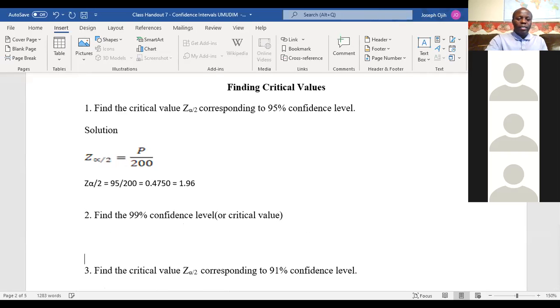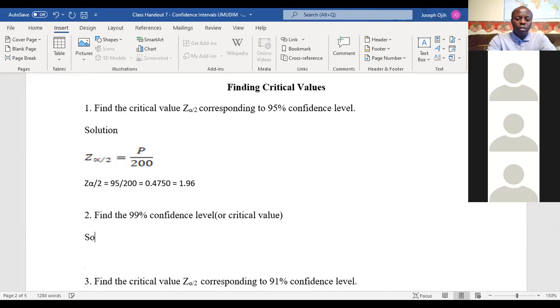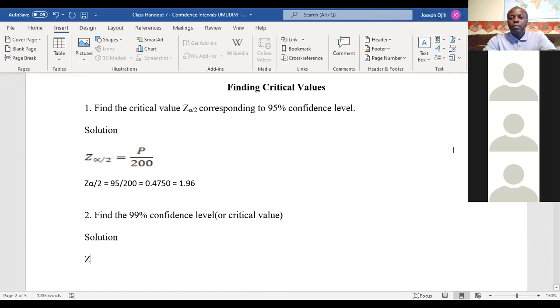And let's try it again for another example. Look at this one, 99%. The solution says find the 99% confidence level. That is the critical value. Again, remember the formula: P over 100. So Z alpha over 2 equals 99 divided by 200, exactly 99 over 200.